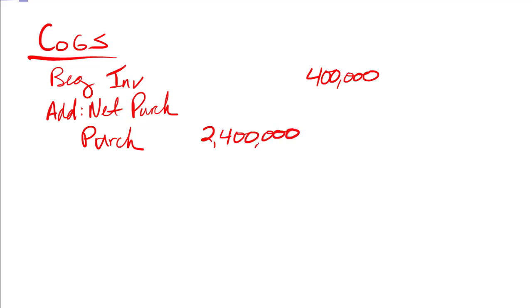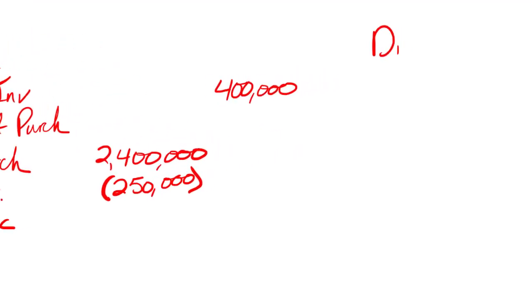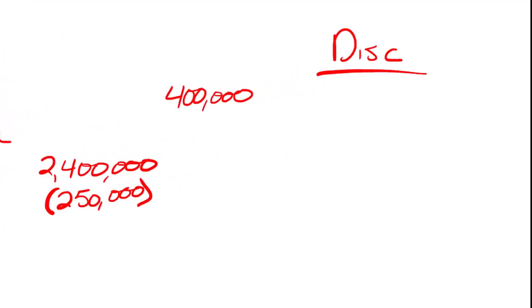Next, I need my returns and my allowances. We're going to start with returns because they're given to us. We returned $250,000 worth of this $2.4 million. So we don't have it anymore. Next is our discounts, and we were told how the discounts are calculated, but not what they are. So we need to calculate our discounts over here.